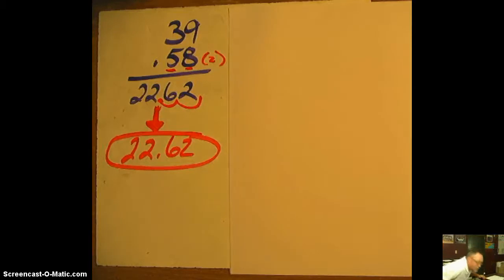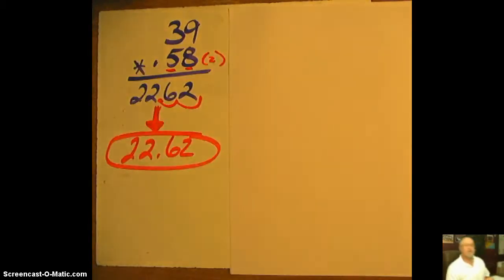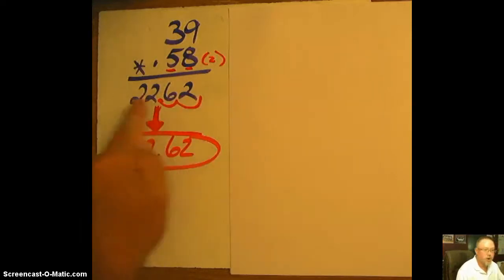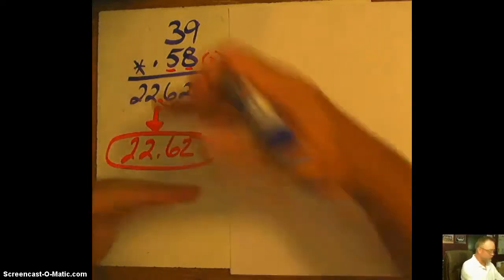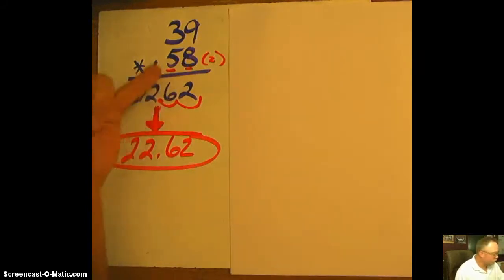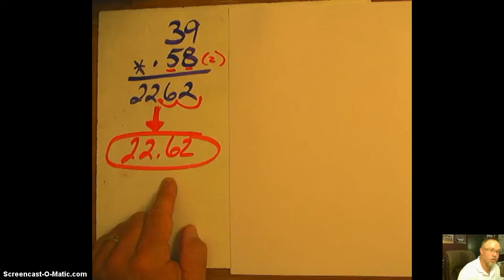Sorry about that. So we have a multiplication symbol here. We only have numbers behind the decimal in the bottom part of it; we have 2 of those. We've multiplied it. I've taken care of the middle part of the multiplication just to simplify things. We count 1, 2 over, and that gives us our decimal in our answer of 22.62.